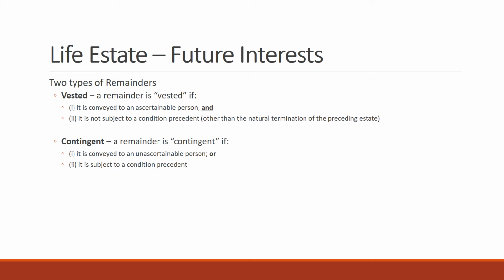Okay. The second way you can have a contingent remainder is if the remainder is subject to a condition. So if something aside from the completion of the previous estate has to happen, then you have added a condition to making the interest possessory, and you have a contingent remainder.